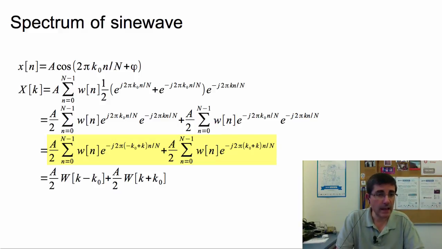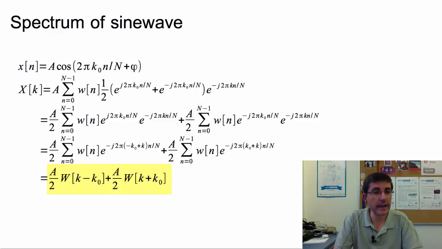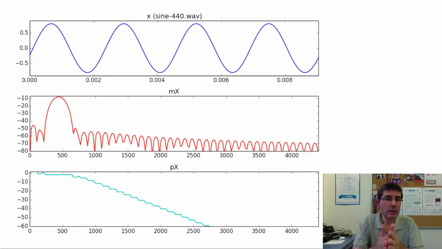Okay, so at the end, we see that the first summatory is the DFT of the function W, a big W, and the frequency index is shifted. So we have shifted the window, and it is scaled by half of the amplitude of the cosine. And the other element is the same window, but shifted by the positive frequency, and also scaled by the same amplitude.